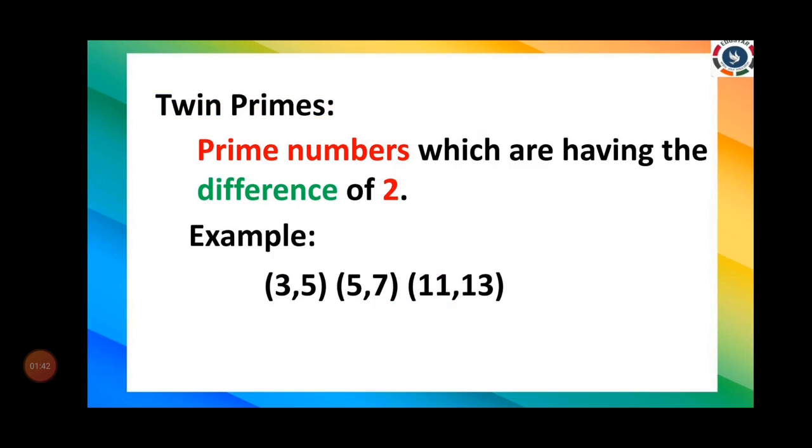Then twin primes: primes which have a difference of 2. Here 2 prime numbers are given inside the bracket, 3 and 5. If you subtract these two numbers, you get a difference of 2. 5 minus 3 is 2. So it is a twin prime pair. Then 5 is a prime number and 7 is a prime number. The difference is 7 minus 5, 2. And then 11 and 13. 11 is a prime number and 13 is also a prime number, and the difference is 2. So that is a twin prime pair.